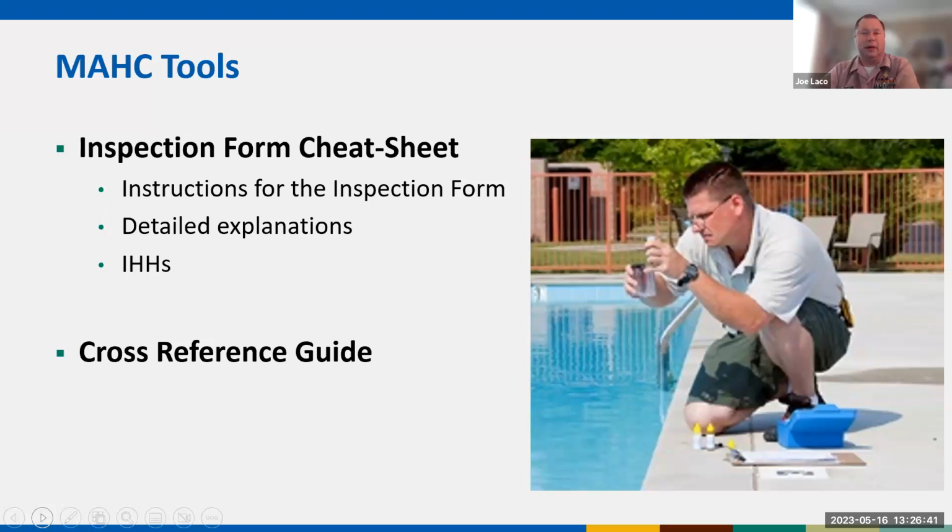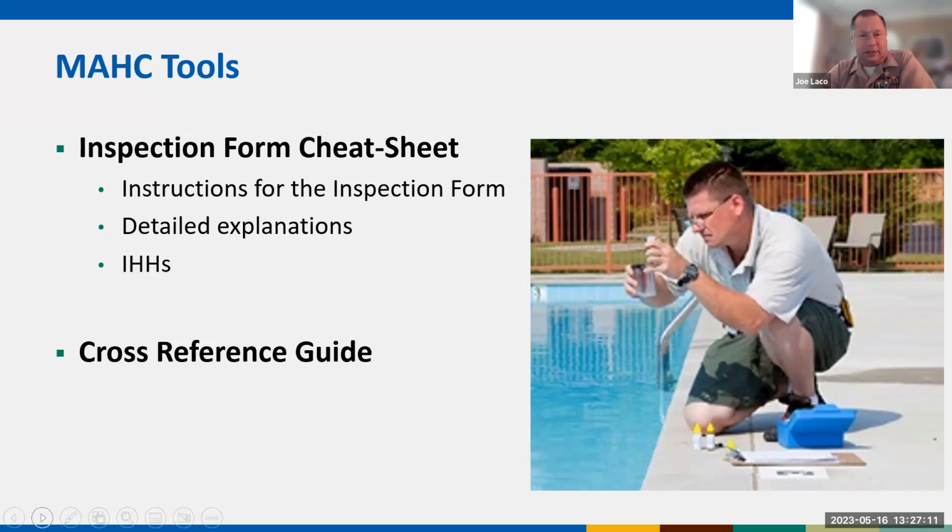Where does it tell me I have to do that? Well, the cross-reference guide will help answer that question. It goes through every single item in the inspection form, and it tells you all the places that you can find information about that particular item within the MAC. It's usually going to be within 2 places, in Chapter 4 for design and construction, but also in Chapter 5 for operation and maintenance.